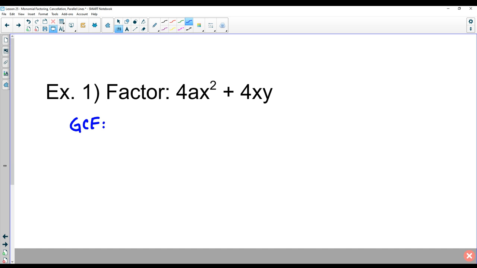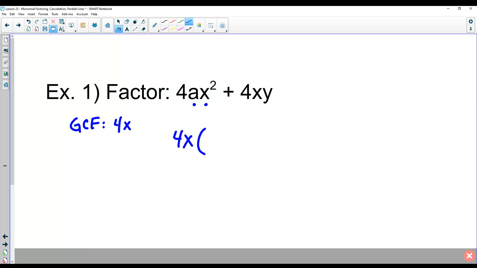GCF. 4 is the largest number that goes into each term. And then let's see, A, we're not going to include A because we don't have an A in both terms. And let's check the X. So we've got an X here. What's the highest power of X that occurs in both terms? And that would be a power of 1. So 4X is our GCF.